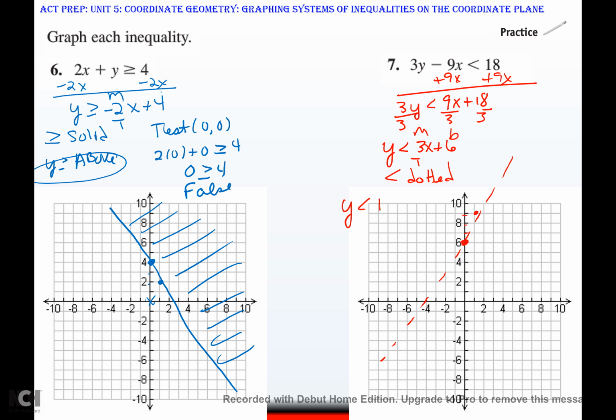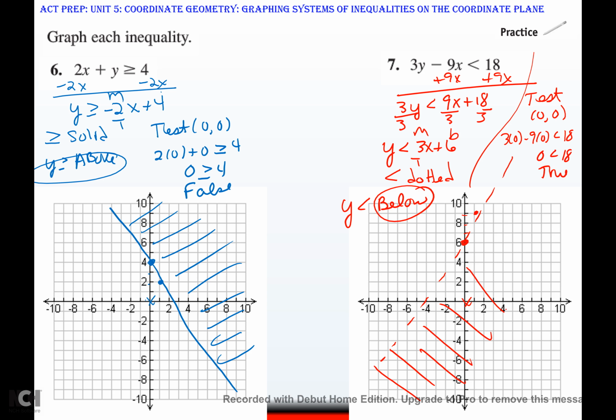And pointing at y means I'm going to shade below, but again, I should test a point, any point. I just like 0, 0. So 3 times 0 minus 9 times 0 is less than 18. 0 is less than 18. That's true. So wherever 0, 0 is where I want to shade, which is, like I thought, below the boundary. Okay?